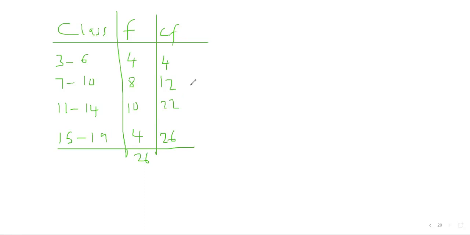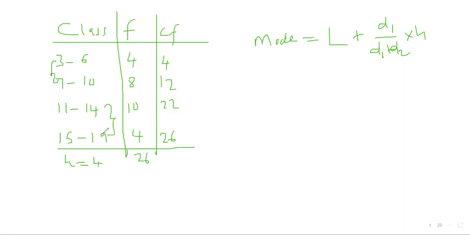Then we need to identify the mode. What is the simplest formula for the mode? L plus D1 over D1 plus D2 times the height. The height is simply the difference between the intervals here. So our height here is 4. You can pick any interval randomly: from here to here is 4, from here to here is 4. It's supposed to be the same throughout. So our height is 4.